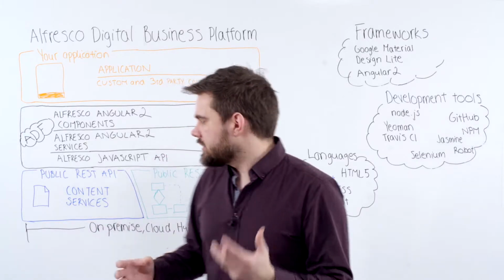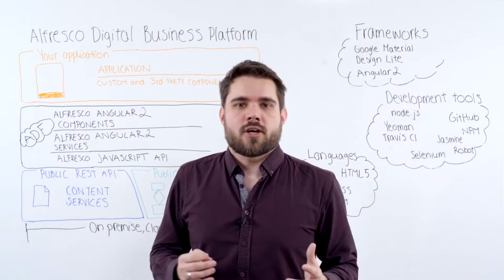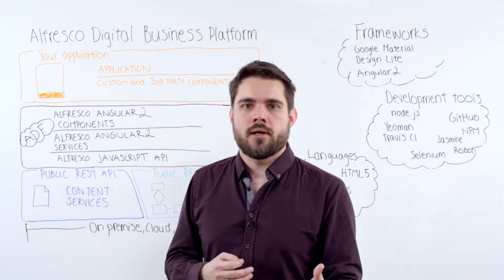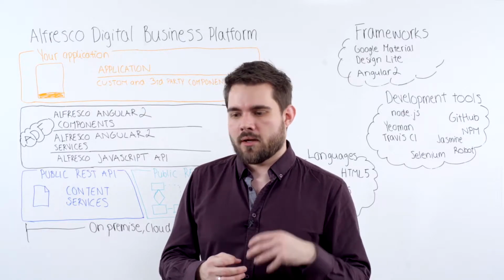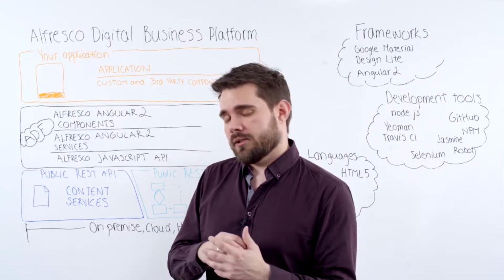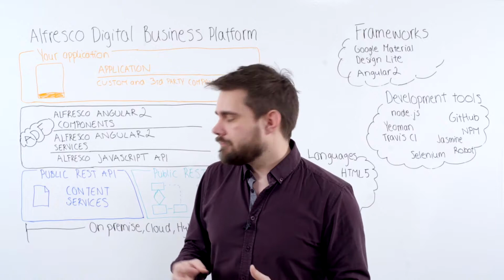And another example in the content services would be a document list. This is a fully fledged document list component that contains everything you'd expect. So you can browse around on the content services, you can upload, you can download, you can add in custom buttons and actions, you can define the sorting and the filtering. So it's very configurable and dynamic.